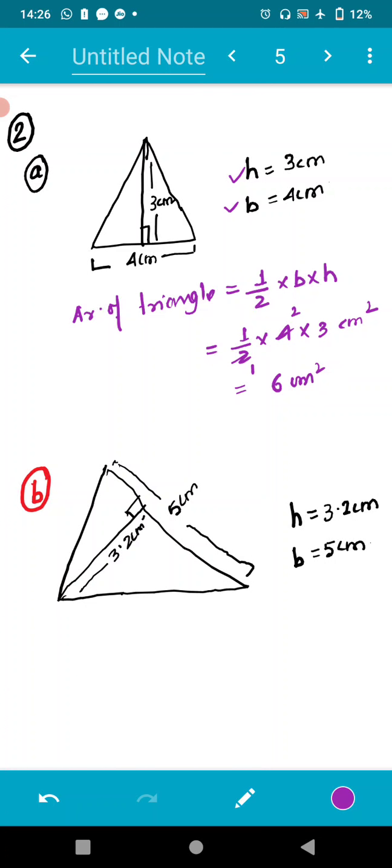So easy, isn't it? Now let's move on to the next one, that is sum number B. Now this is the height given. Height is given 3.2 centimeter and base is given 5 centimeter. So we'll find the area of triangle.